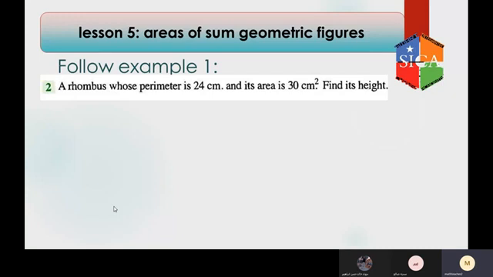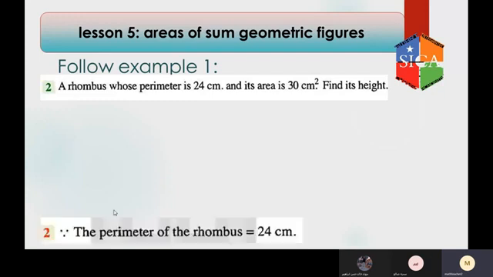Then we can get the height. The area equals the side length times the height. We can get the height by dividing the area by the side length. Okay, excellent. So we divide 30 by the side length, 30 divided by 6 equals 5 centimeters. This is the height of the rhombus.